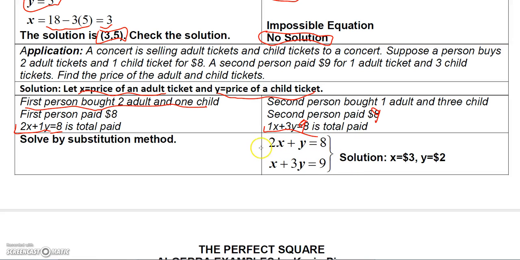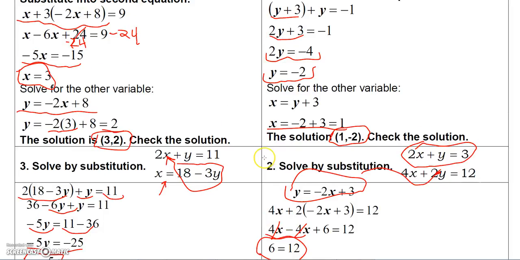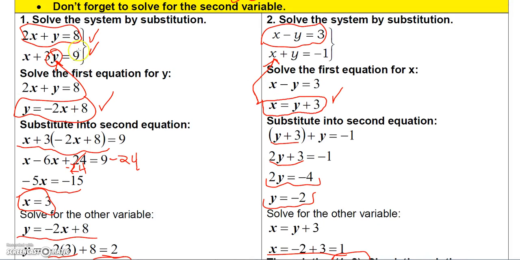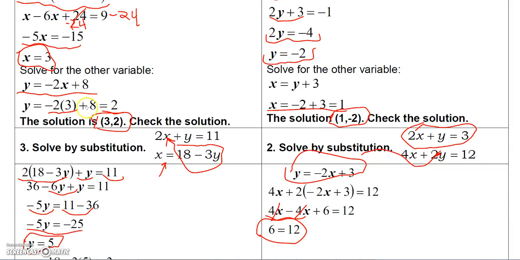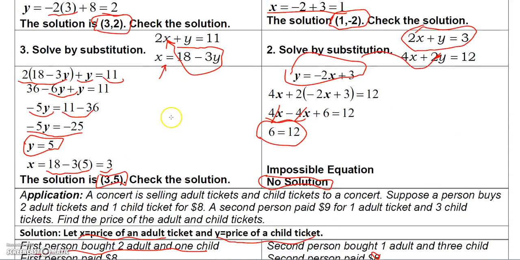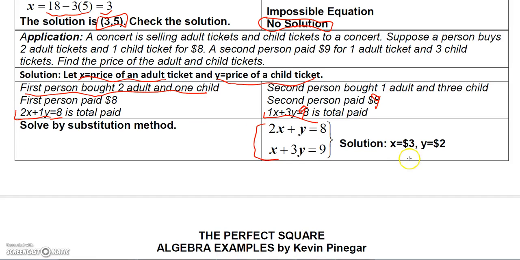And then you can solve that. I've already solved that, but you can solve this by the substitution method that I did up here on the very first one. And then you can get the solution: x equals 3 and y equals 2. So he paid $3 for each adult ticket and $2 for each child ticket.